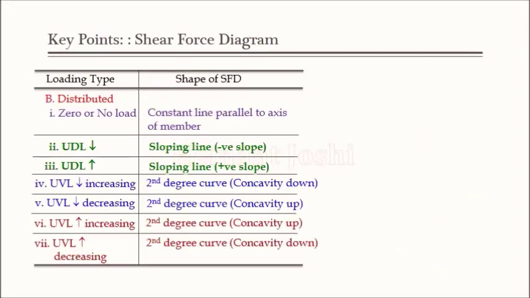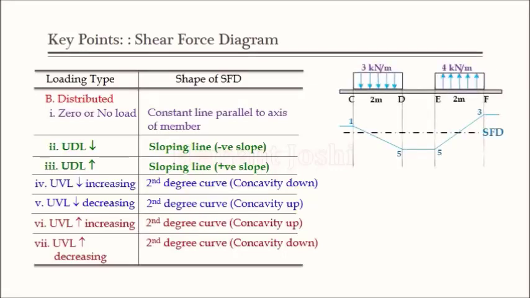Let's move ahead to distributed load. Distributed load means either there is no load at all, that means zero load, or there may be a UDL or UVL. In case of no load, observe here, the DE portion does not have any load. So no load means w equal to 0. And we know that the integration of w is nothing but the change in shear force. So the integration of 0 is a constant line. That's why the shear force diagram is a constant line here.